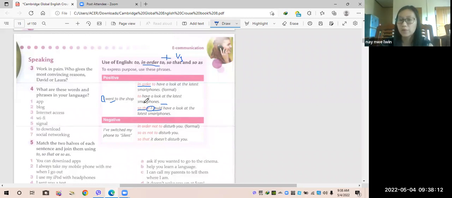But if you have a different subject, for example, I explain in detail and you can understand, at that time we cannot use to and in order to because we have different subjects. So at that time, we only have to use so that. For example, I will explain in detail so that you could understand or you can understand very well. So there is a little bit of difference between in order to and so that. So is that clear? Is that clear, or do I need to explain it again?